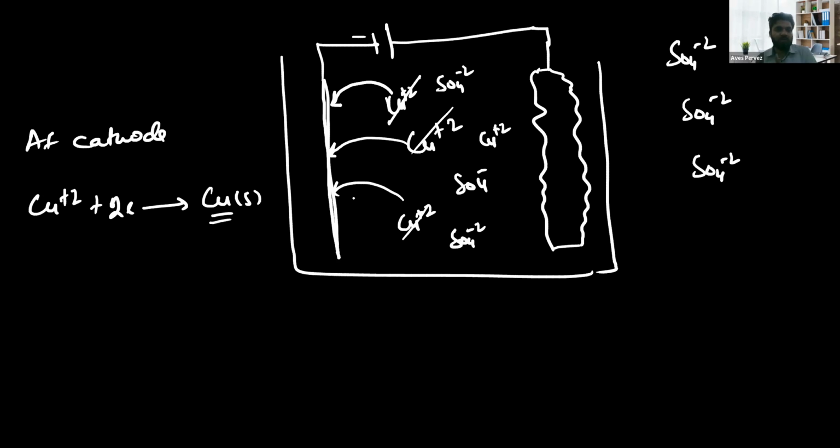So since Cu2+ is removing, the SO4 2- ions will increase, and this will make it electrically neutral. And an electrolyte cannot be electrically neutral. Okay, so what would happen in order to balance it? The Cu atoms in the anode, there is also gold, there is also platinum.